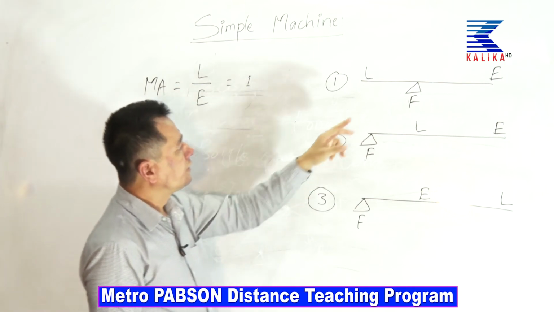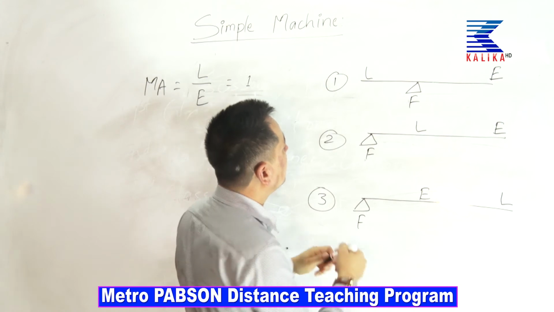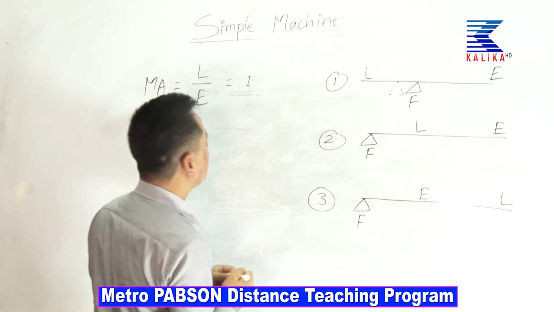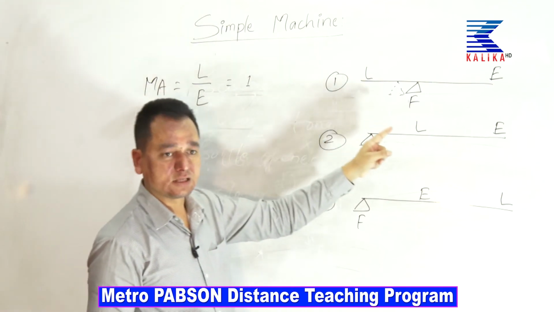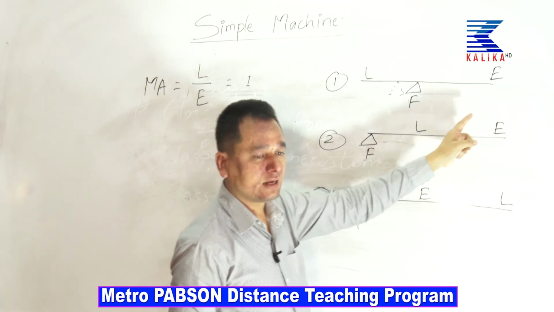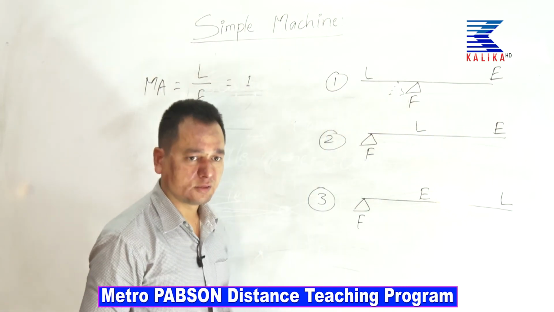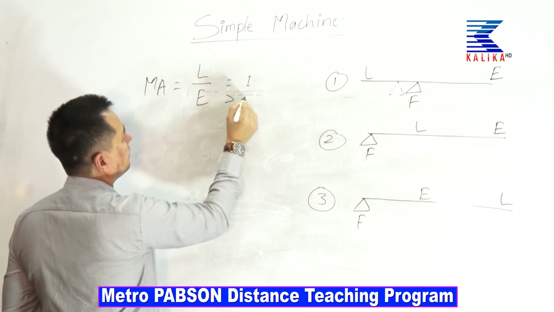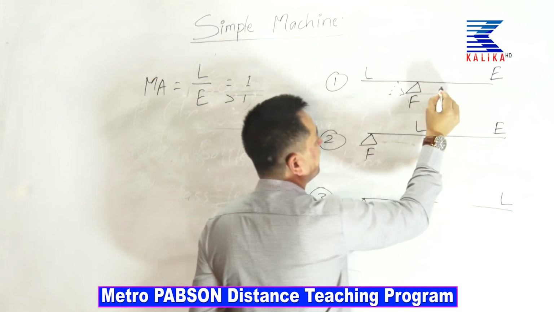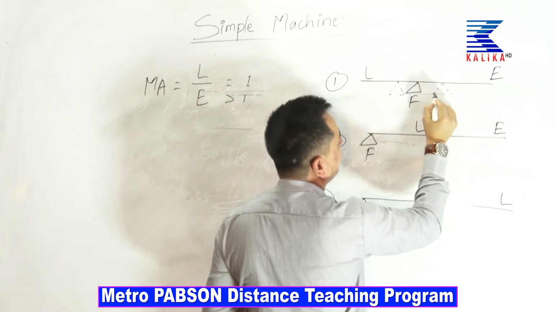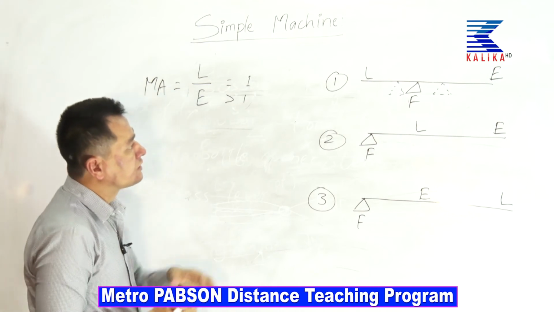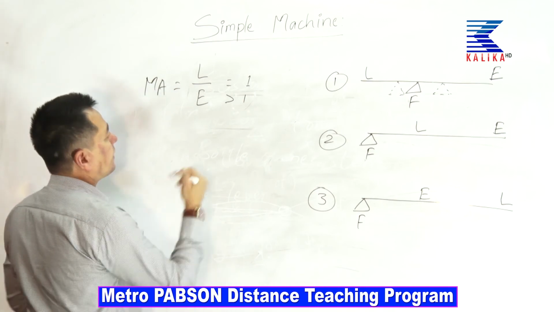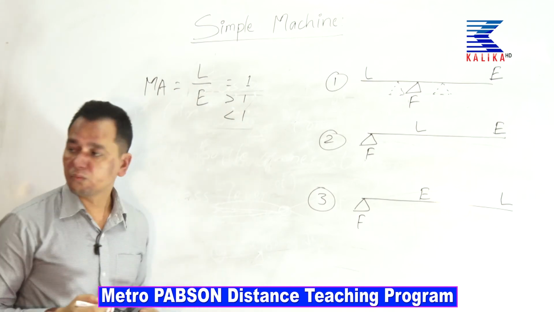And if fulcrum shifts slightly towards load, in this case, effort that we apply is always lesser than the load. If so, it is greater than 1. And if we shift this fulcrum towards effort, then to overcome the same load, we need to apply effort more than the load. If so, mechanical advantage is less than 1.